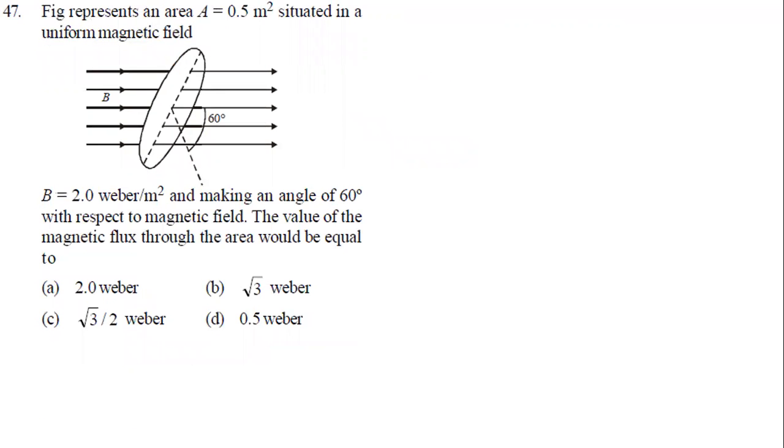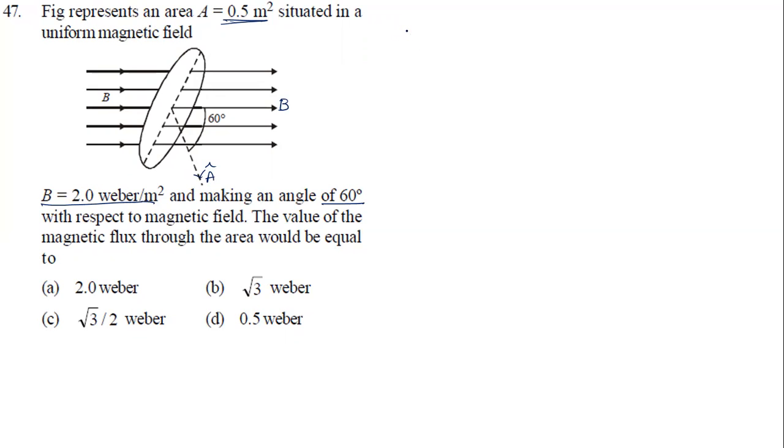Okay, look at the next question now. In the figure, an area of 0.5 meter square is situated in a uniform magnetic field as shown. The magnetic field is given, and the area of the coil is making an angle of 60 degrees with respect to the magnetic field B. Now we need to find the value of the magnetic flux.